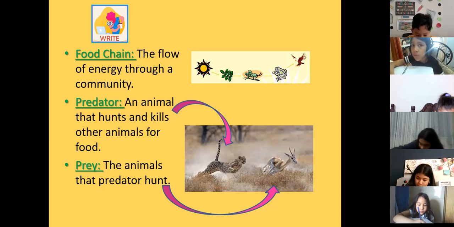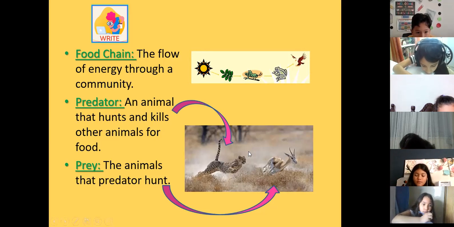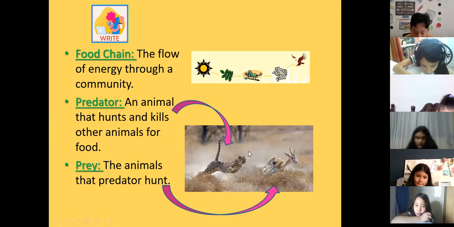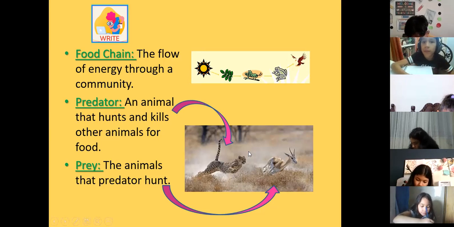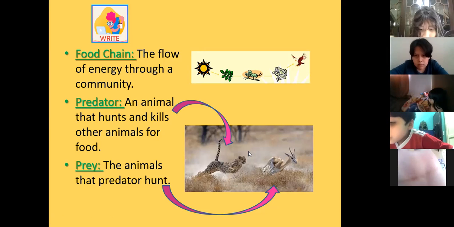I finished, Miss. Okay, if you finish, in your notebook, write an example. You can make a drawing also of a food chain like this. That example that you have here in the picture, or you can use yours. You can use the one that your classmates shared before. Think about it. Later, I'm going to choose some of you to share the food chain that you created.